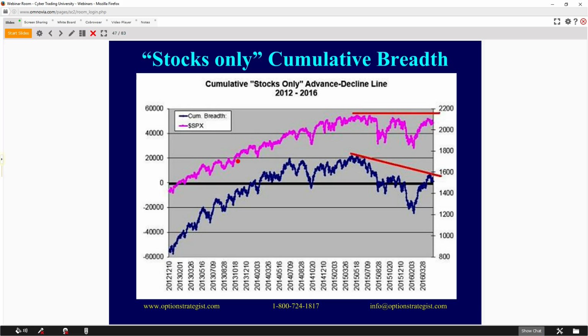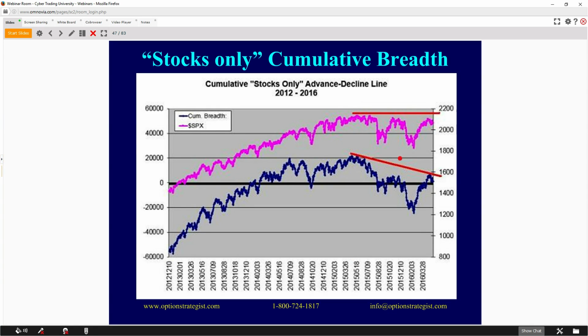Here's a chart. This is the S&P on top. This chart goes back to 2012. And here's cumulative breadth on the bottom. You can see they were moving together, making new highs, new highs, new highs, all the way up to here. The SPX made a new high, breadth made a new high, and that was near the summer of 2015. And then things started to deteriorate.